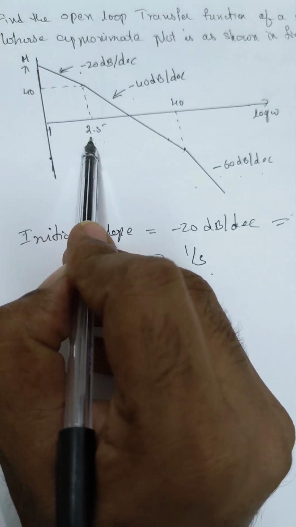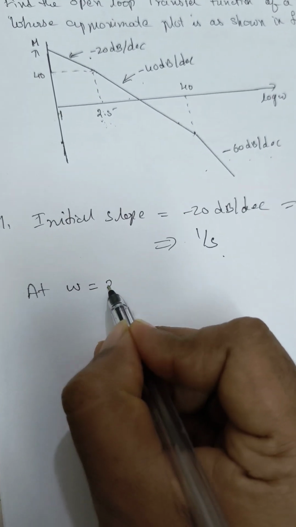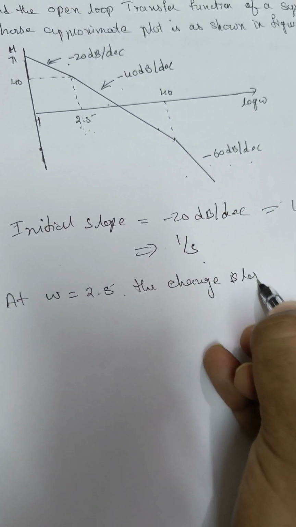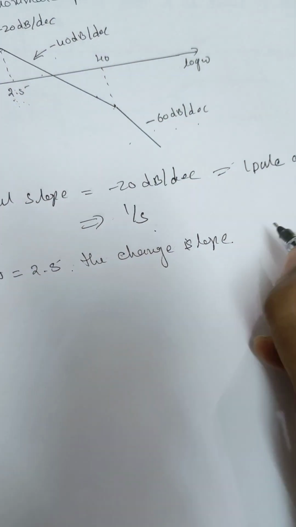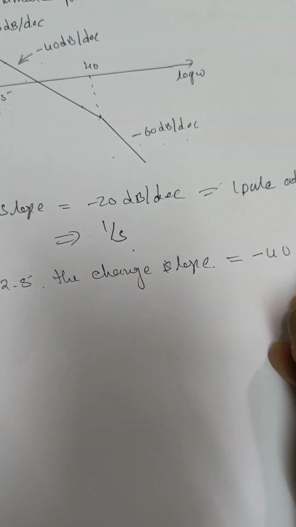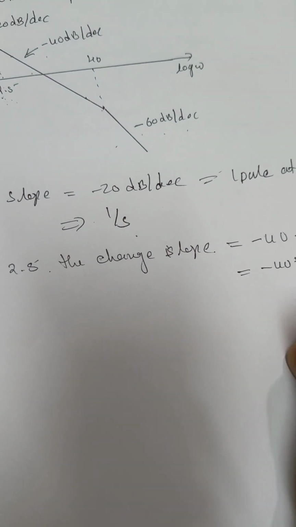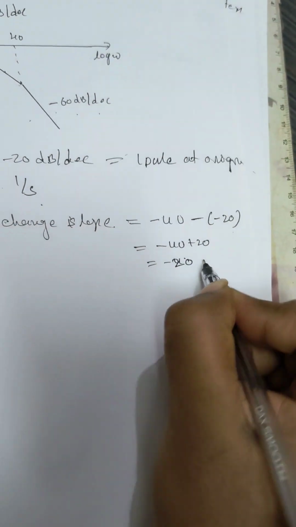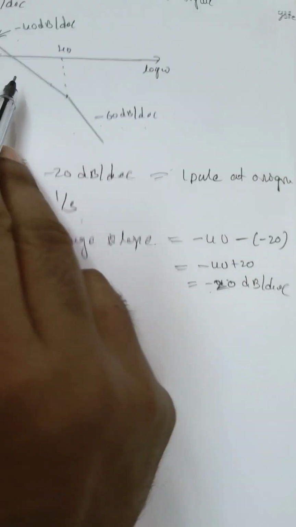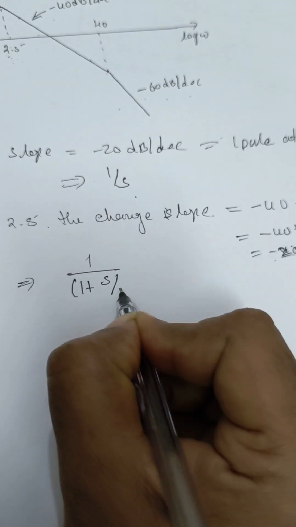Next, at omega equals 2.5 on this log omega axis, there is a change in slope. What is the change in slope? You have to find out. The new slope is minus 40 dB. The old slope is minus 20 dB. So new slope minus old slope is minus 40 plus 20, which is minus 20 dB per decade. Minus 20 means there is one more pole, a simple pole, at omega equals 2.5, and the transfer function is 1 by 1 plus s by 2.5.